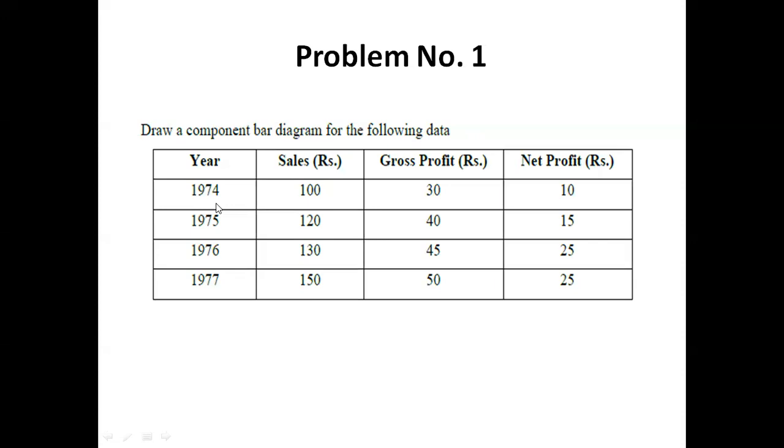So that is why we have to show four bars, one bar for each year. But under each bar, it should include all these three items: sales, gross profit, and net profit. Let us see how it is to be constructed.